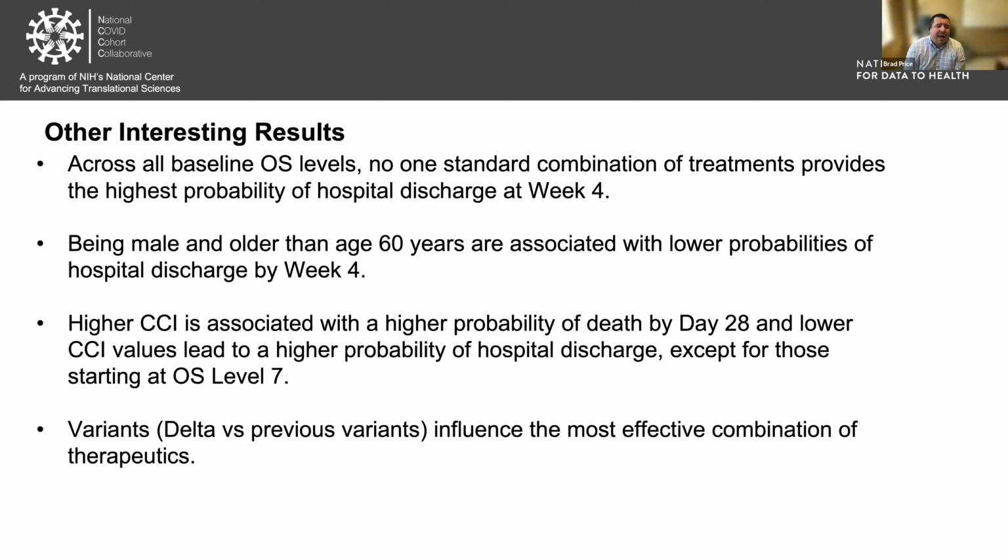A higher CCI in any case is associated with a higher probability of death by day 28, or by week 4, and lower CCI values lead to a higher probability of hospital discharge, except for those starting at OS level 7. OS level 7 is ventilators. Variants influence the most effective combination of therapeutics, which is something we're going to continue to study. And like I said, we're getting into the Omicron data now to start seeing what's going on around there.